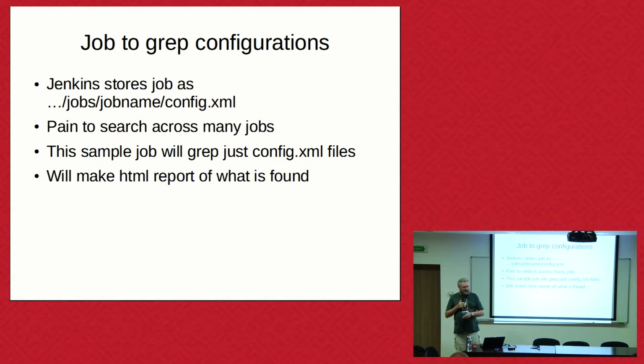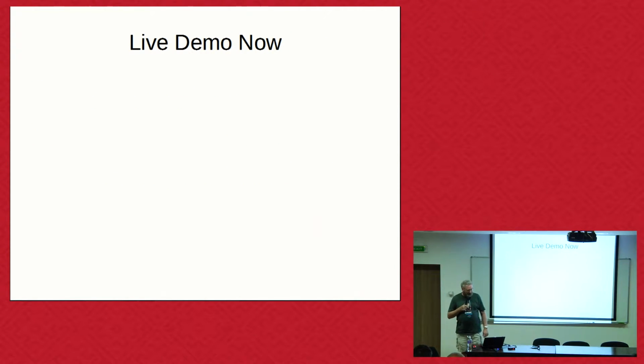In the example we're about to do, I was looking for jobs that I knew I'd done before, and I knew I'd done something close to what I wanted, and I wanted to grep through to find them. Unfortunately, since we only care about config.xml, and there's one for each job, and they're in different directories, it was a pain to use grep and only catch those parts. So I wrote a Jenkins job that will only look there. And that's where we're going to go for our example, which is the live demo now.